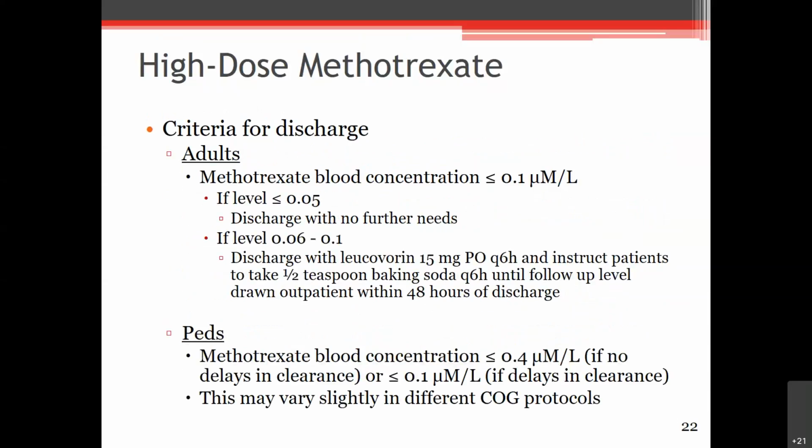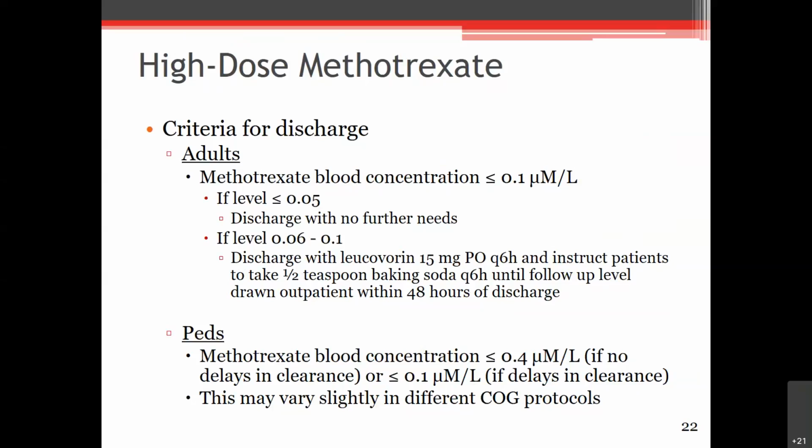In terms of when we consider it safe to send these patients home from the hospital, in our adult patients, we like to see a methotrexate level less than or equal to 0.1. If their level is less than or equal to 0.05, then we're able to discharge them with no further needs. You'll see in our guideline that if they have a level between 0.06 and 0.1, it's recommended that we send them with a prescription for leucovorin.